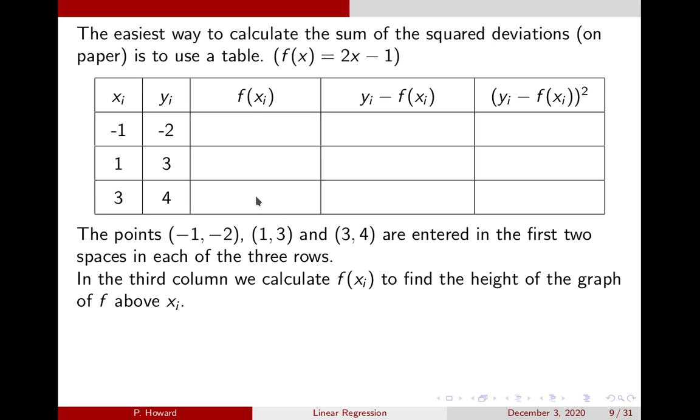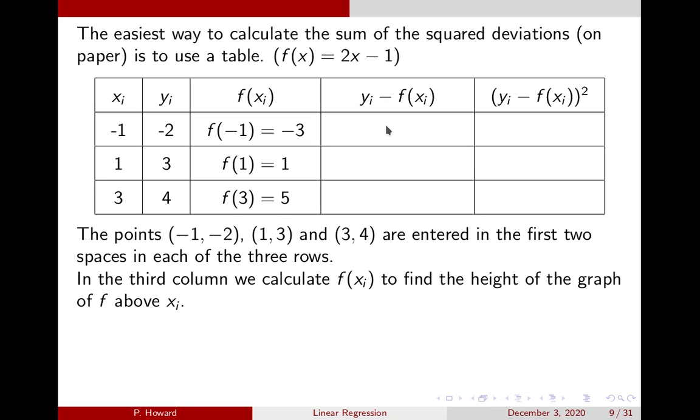So the third column, we're calculating f of x sub i to find the height of the graph of f above x sub i. Well, as we saw earlier, f of minus 1 is minus 3. f of 1 is 1. And f of 3 is 5. So we got these numbers by plugging in minus 1, 1, and 3 for x in the formula 2x minus 1.